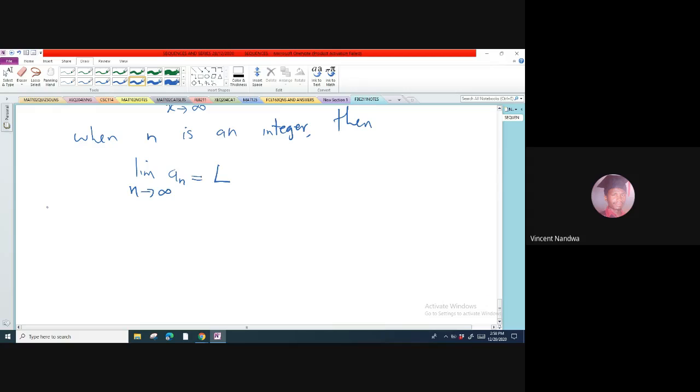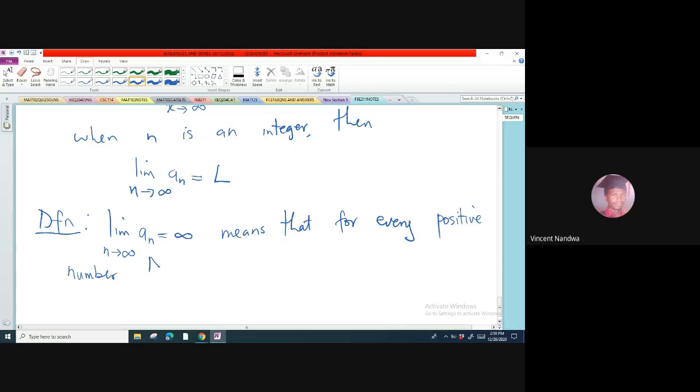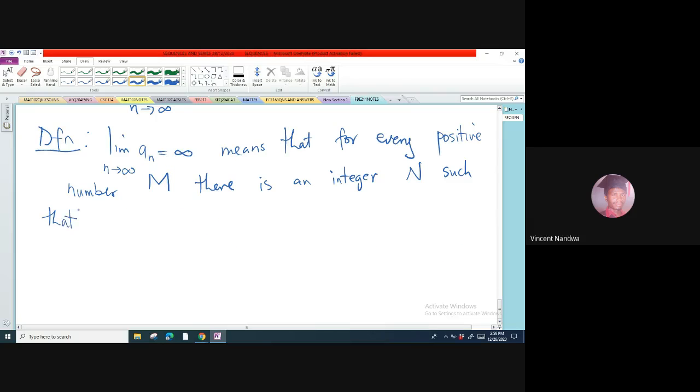Now there's another definition. So the limit as n approaches infinity of a_n equals infinity means that for every positive number M, there is an integer capital N such that a_n is greater than capital M whenever small n is greater than capital N.